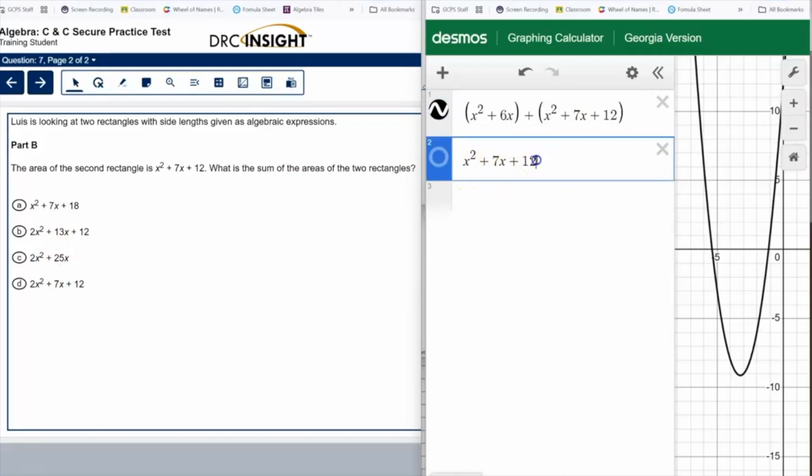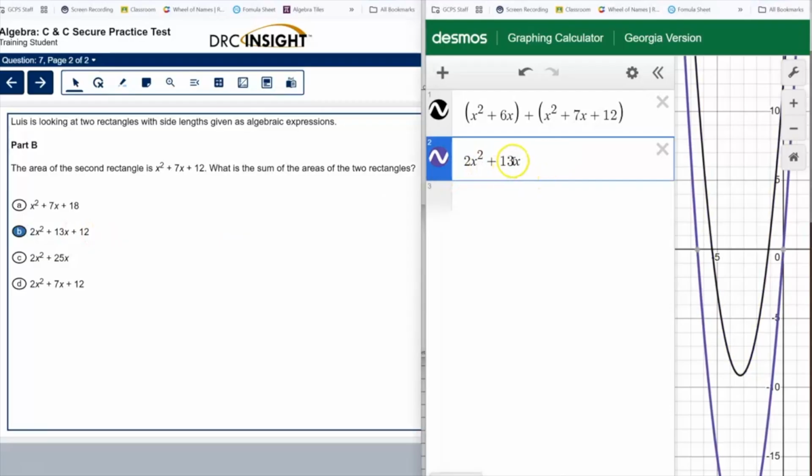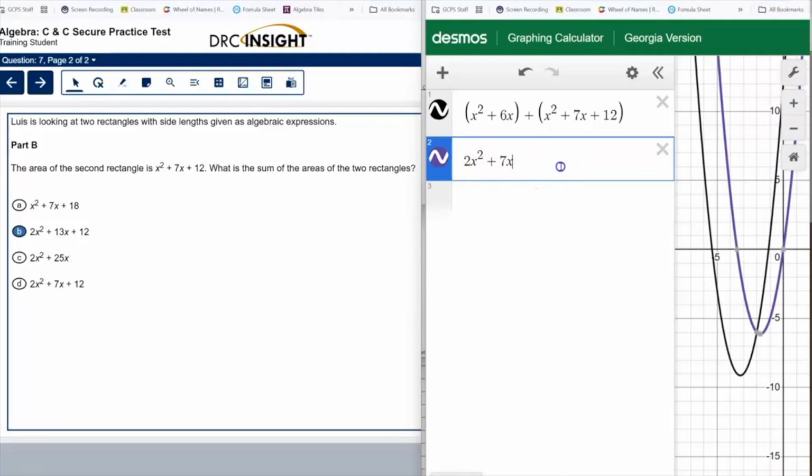So 7x plus 18 is our first one. All right, does that match? No. So we're going to do 2x squared plus 13x plus 12. Does that match? Yes, it does. So my correct answer is B. I'm just going to check everything else. Plus 25x is next. Does that match? Nope. 2x squared plus 7x plus 12. Does that match? No. So the only one that matches is B.